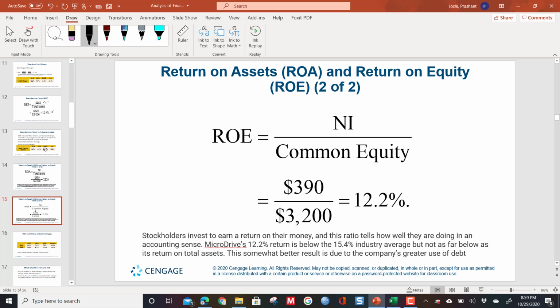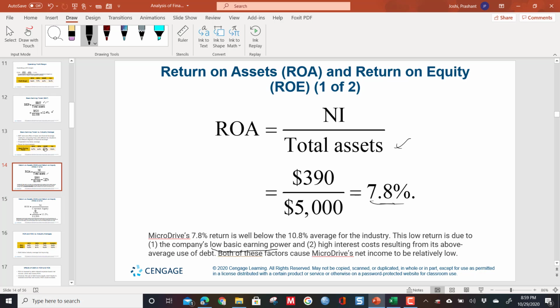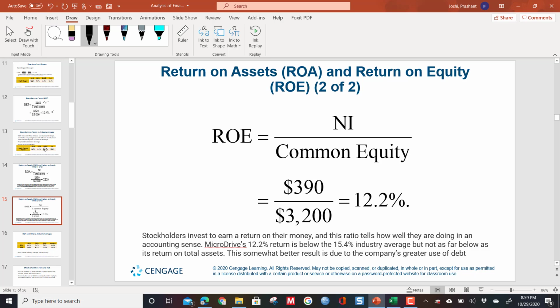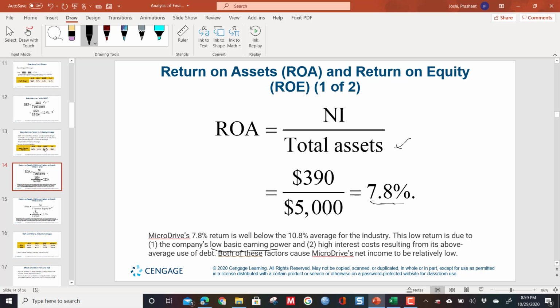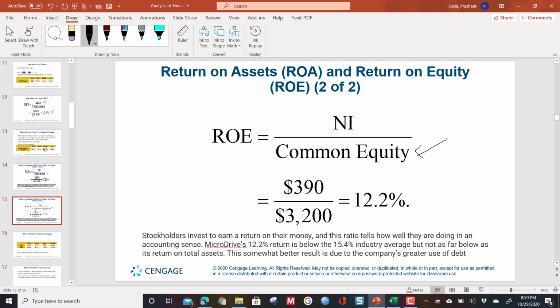In return on asset, the denominator is total assets, while in return on equity we have common equity as the denominator and net income as the numerator. The return on asset is net income divided by total assets. Return on equity is net income divided by total equity. So that is 12.2. However, it is still below the industry average.